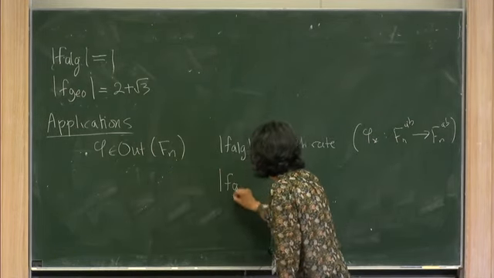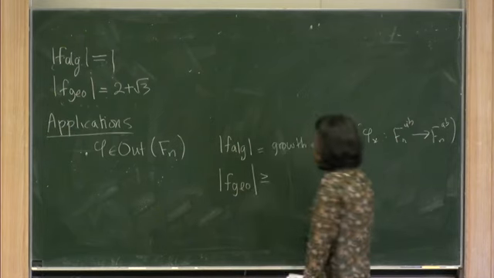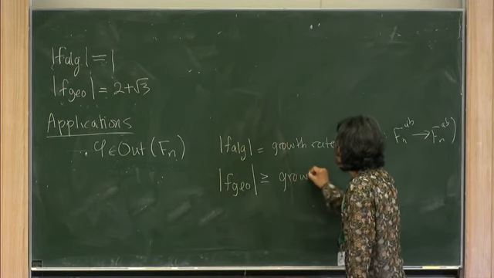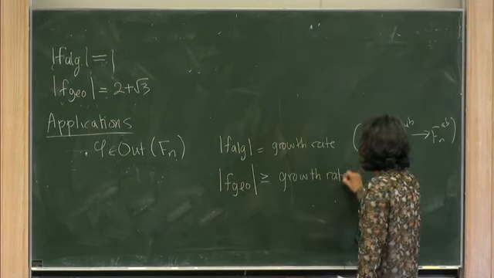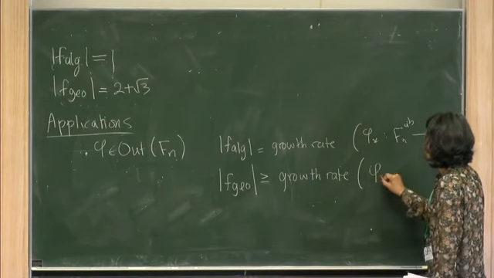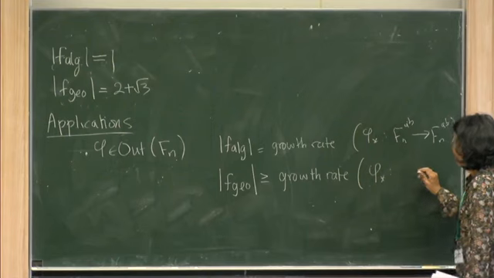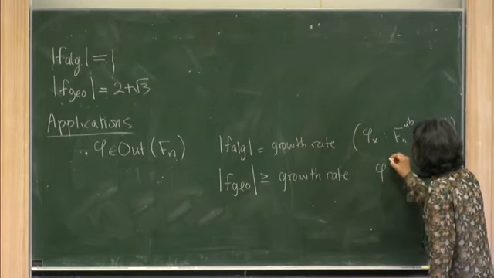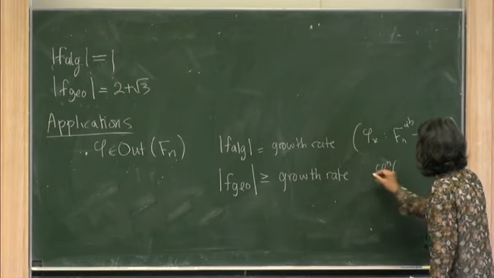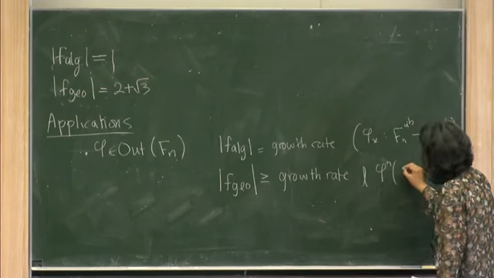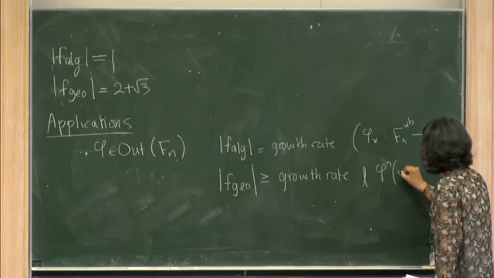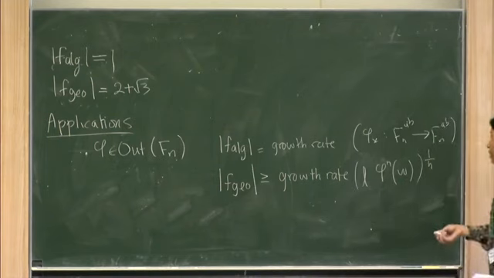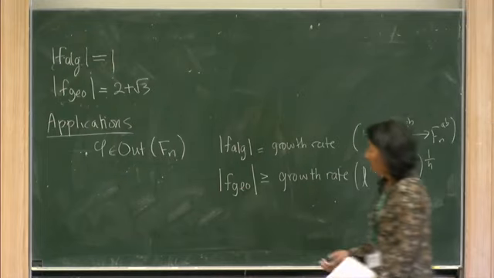But f_geo will just give you an upper bound for the growth rate of word lengths. So I should say, the growth rate of the length of phi to the n of a word, to the 1 over n. Okay?